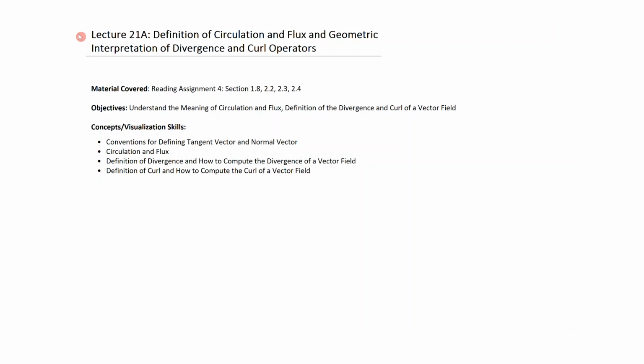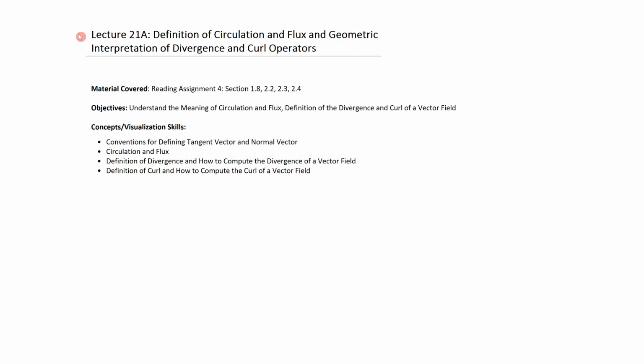The material for this lecture comes from Reading Assignment 4, Sections 1.8, 2.2, 2.3, and 2.4. The objectives are to understand the meaning of circulation and flux, and from this we're going to define what we call the divergence and curl of a vector field. This is for 2D as well as for 3D.